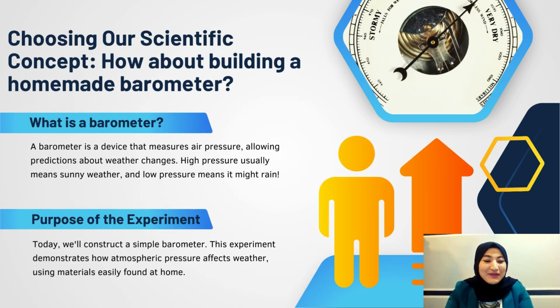Okay. Do you remember when we said there are four steps in the Feynman technique? So the first one was what? Choosing a concept, right? So our concept today is the barometer, which is a tool that measures air pressure and helps predict weather changes. With high pressure typically signaling what? Signaling sunny skies and low pressure indicating potential rain.